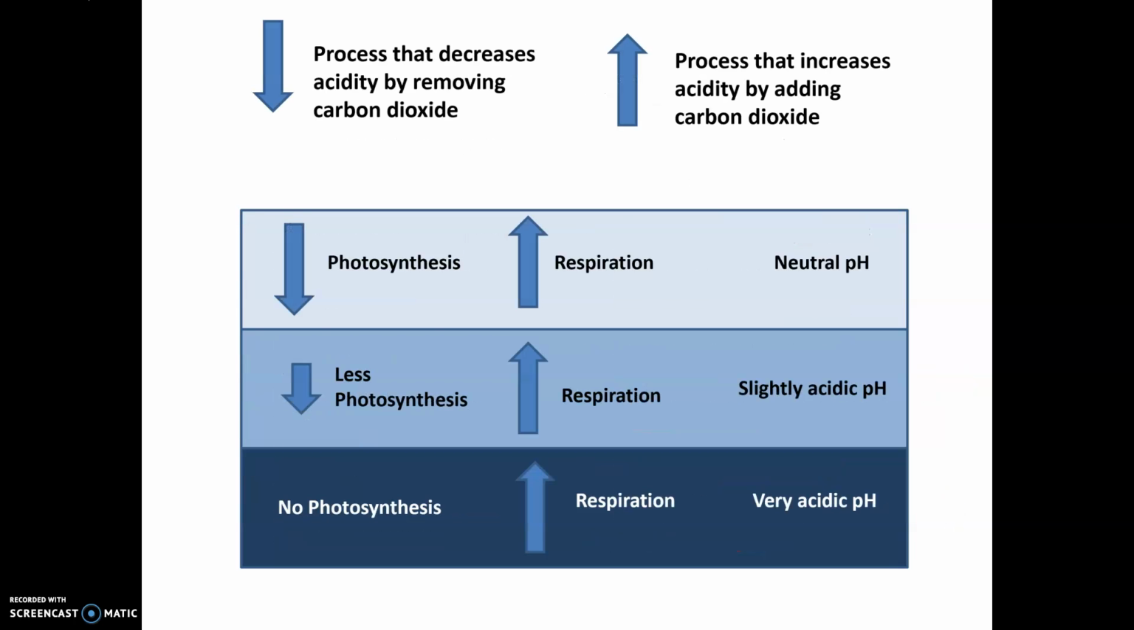So as we decrease photosynthesis and increase respiration, that ability to have kind of a balance between photosynthesis and respiration here, we're going to see a neutral pH. When we see less photosynthesis occurring, but still the same amount of respiration, we're going to see a slightly acidic pH. And then where we see no photosynthesis with still the same amount of respiration occurring, we're going to see a very low pH here.